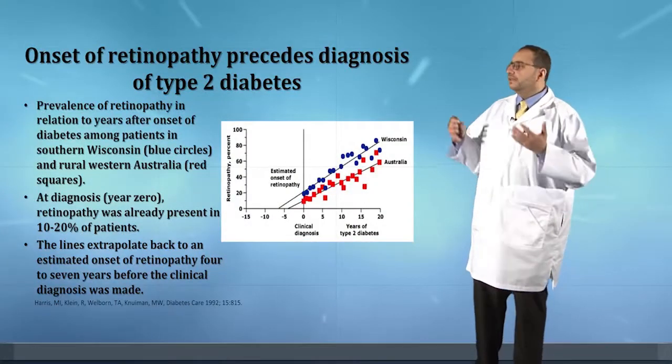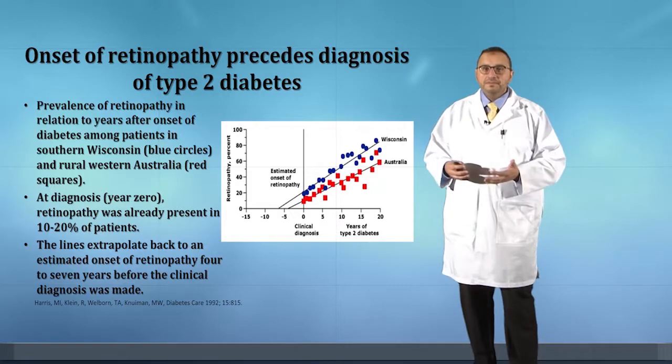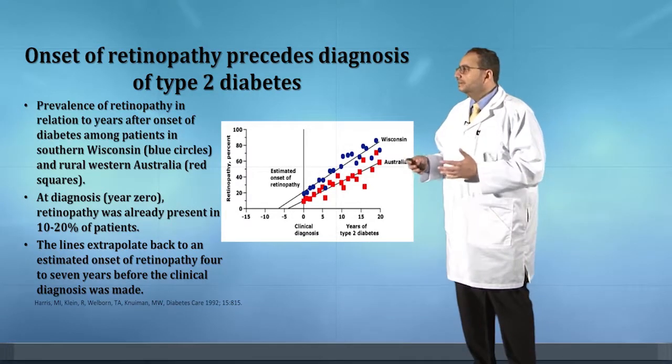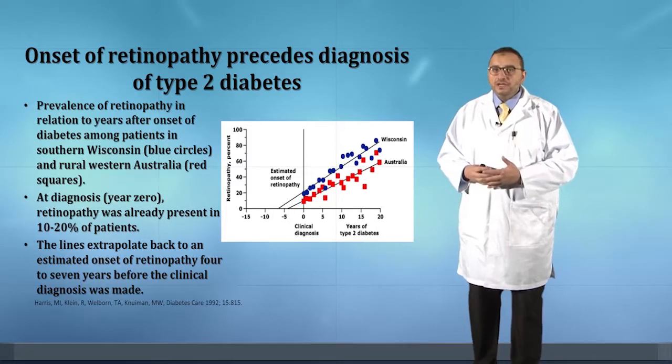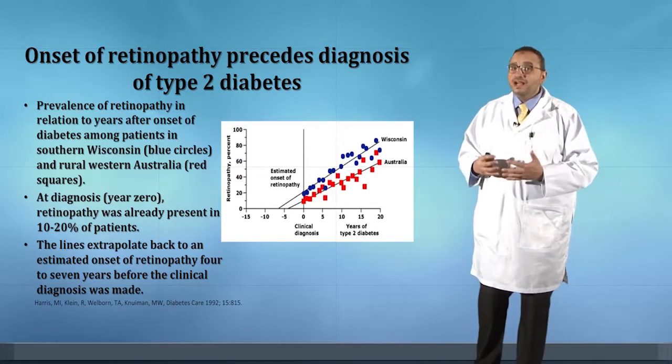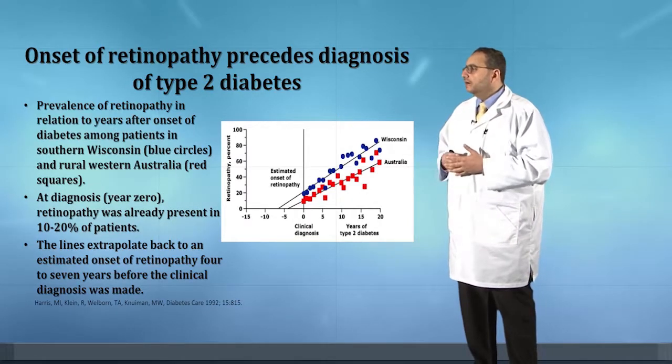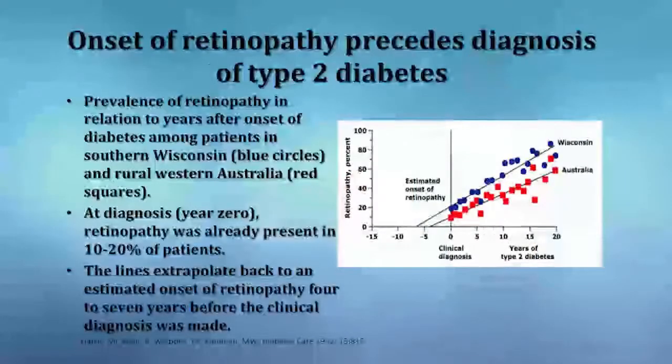As I said before, there are a lot of studies which show that retinopathy can sometimes precede the diagnosis of diabetes by up to 5 years. And this is proven by well-done studies published in Diabetes Care in 1992 by Klein, that show in people in Wisconsin in the blue line and people in Australia in the red line, that retinopathy was there in the eyes of 10 to 20% of the diabetic patients, and in some of them it was there around 5 years before the diagnosis of diabetes.